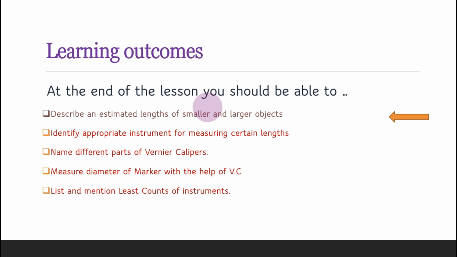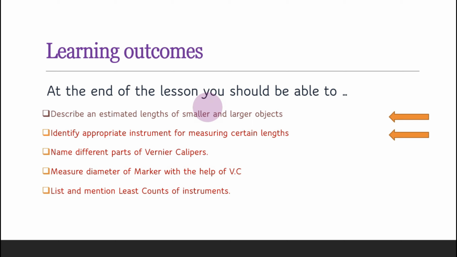Describe an estimated length of smaller and larger objects. It means we will discuss some objects smaller in size and larger in size. Identify appropriate instrument for measuring certain lengths. You will be able to identify that for smaller lengths we are going to use some smaller instruments, and for larger we are going to use other instruments.